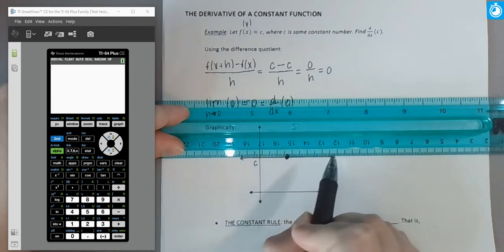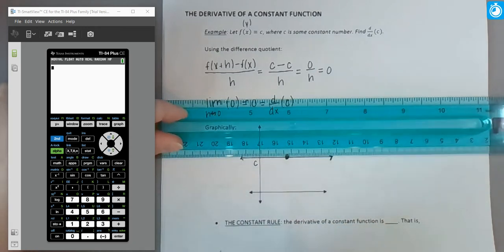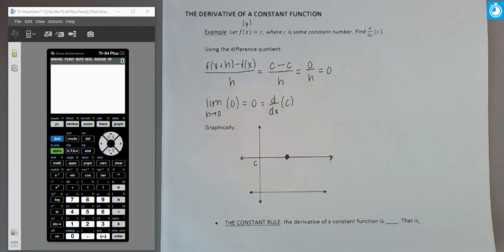Well, what do we see about that tangent line? That tangent line is also a horizontal line. And we know that the derivative represents the slope of that tangent line. Well, every horizontal line has a slope of 0. So in this case, the derivative is 0, because based on what our function's graph looks like, every tangent line to that graph would also be a horizontal line. Every horizontal line has a slope of 0.